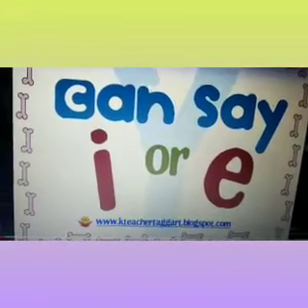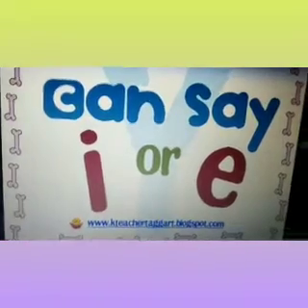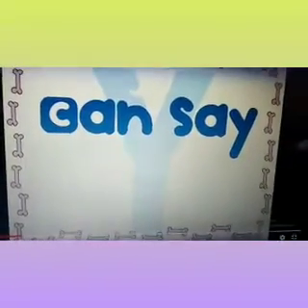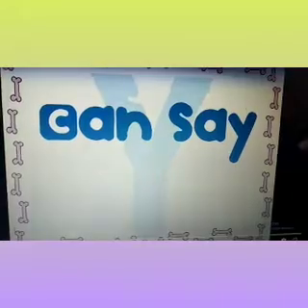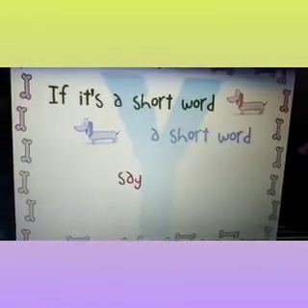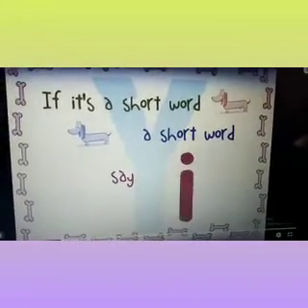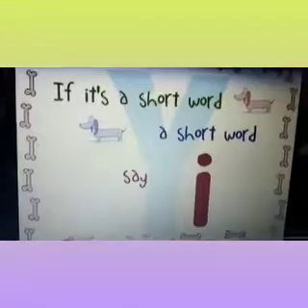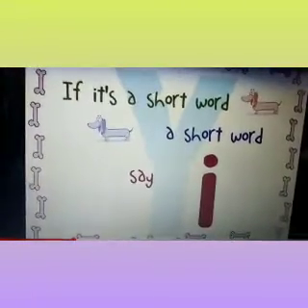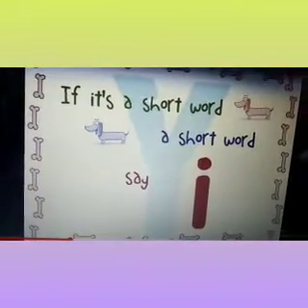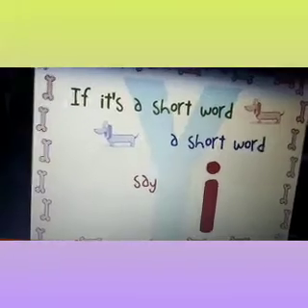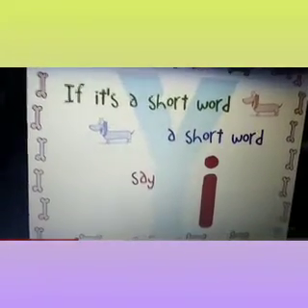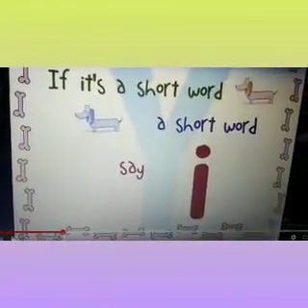Now how will we know which letter is saying I and which is saying E? If it's a short word, it can say I. जब कोई बहुत छोटा सा word है, तो कौन सी sound आएगी? I की. So let's look at some words here.